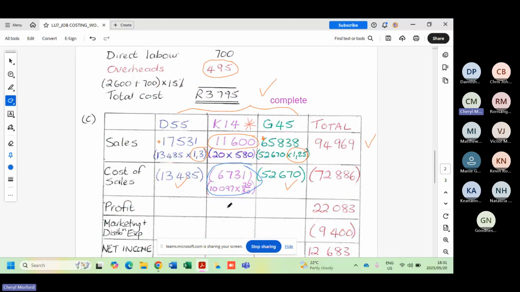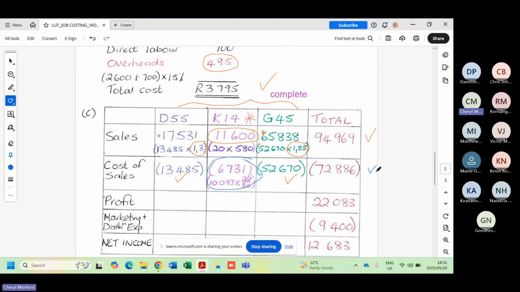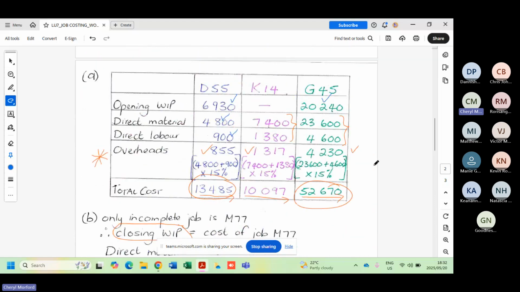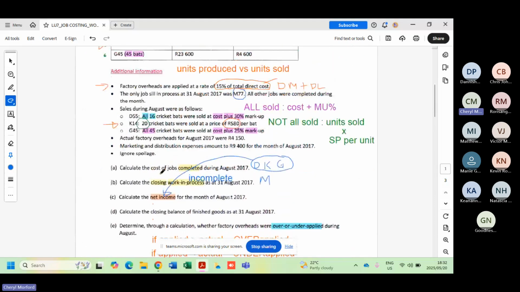Right. Then we add the three costs together, comes to the 72,886. Now, plain sailing. Subtract that from the total sales revenue, gives me a profit of 22 some change. Then I said, if there are any other expenses, you would just continue to subtract them. Right, so have we got any? Yes, over here, let me show you.